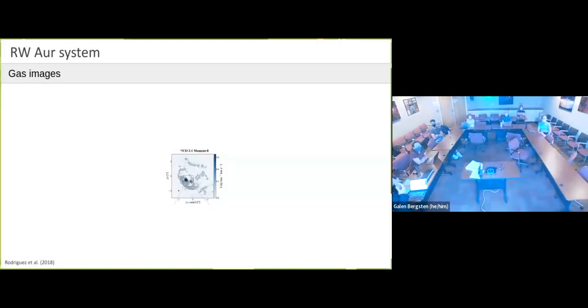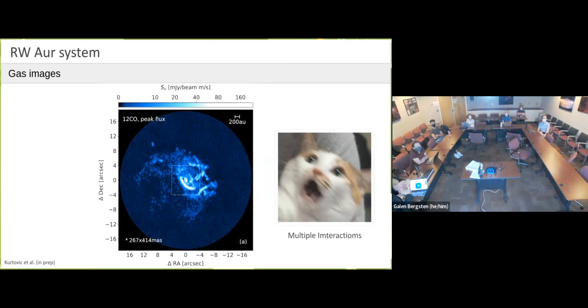So far, I've been showing you the analysis that we have done in the dust continuum emission. But what happens when we look at the gas emission in the system? So here I am showing you the 12CO that was published in Rodriguez et al. in 2018. Now with the new observations that we have and with the new imaging, this is the 12CO that we obtained. So now you can see that all those clumps of material are not just independent clumps sitting here and there. They are all part of this complex system of extended emission, filaments, and arcs of material.